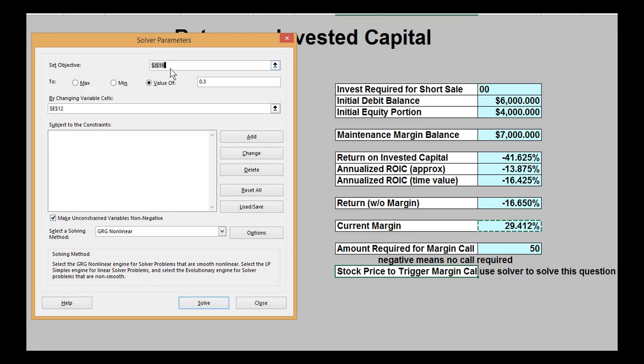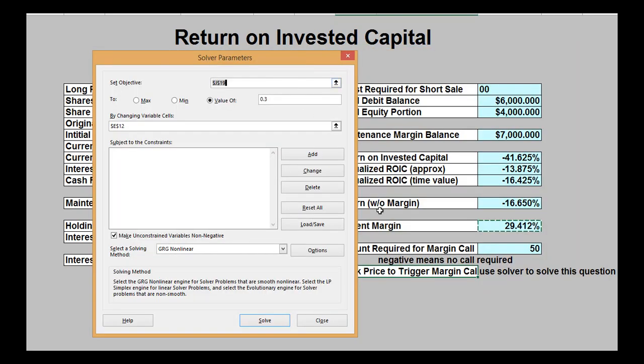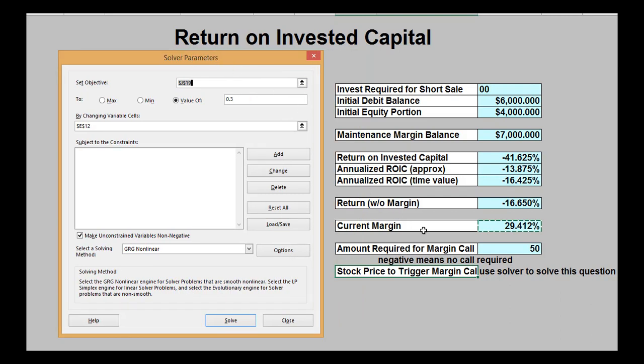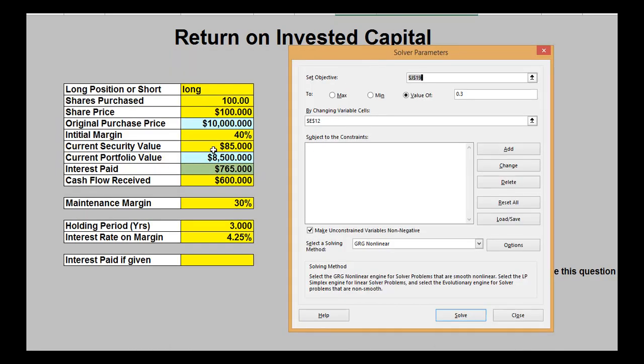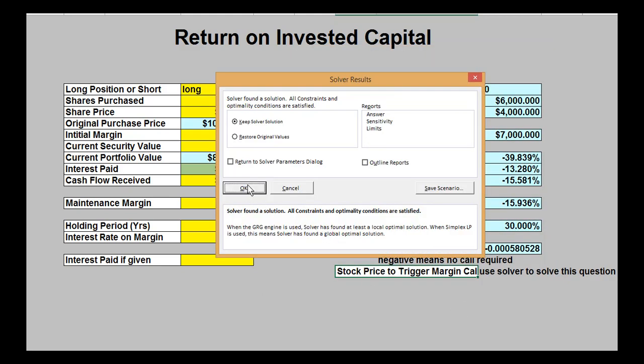What we want to do is set this current margin. I want to make sure that it has a value of, and what I've entered here is I've added the maintenance margin. So I want the current margin to equal 30%. And I want to find out by changing the value. I'm going to change this cell here. If you see here, that's cell E12. I want to change that cell. So when you solve for this, if you click on solve, it tells you it found a solution.